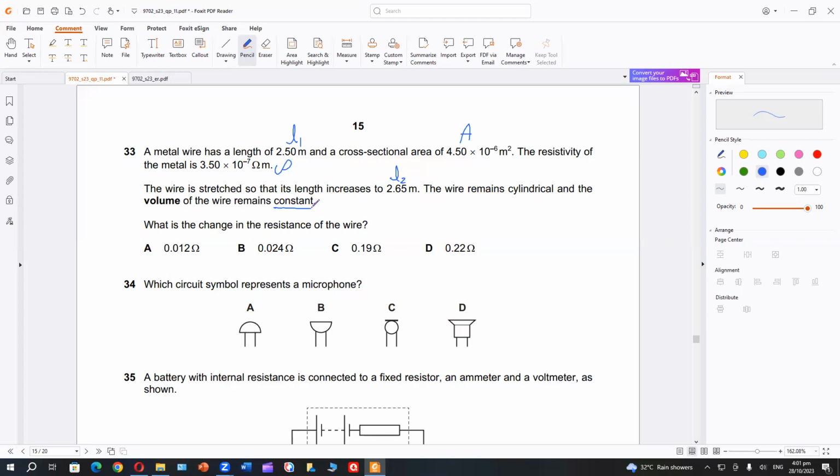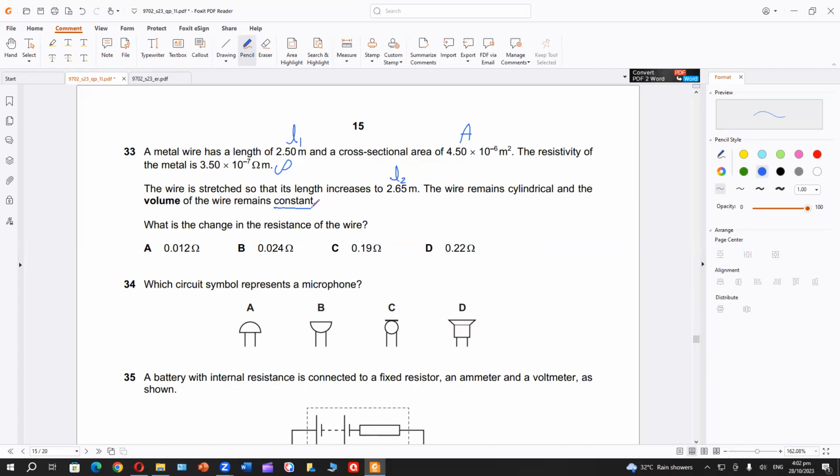Resistivity is a constant. But what about this area? He says volume remains constant. Length has increased. The wire remains cylindrical and the volume remains constant. So what should I say about area? Because when you are stretching the wire and you want to keep the volume constant, do you think area will decrease to compensate? Otherwise, increase in length will change the volume. He wants volume to be constant. Area will still change, right? Area should change inversely.